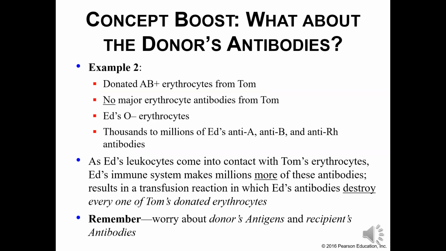This is the second example. You see donated AB red blood cells from Tom. Remember, there are no major erythrocyte antibodies from Tom because he's AB positive. And then you have Ed's O negative red blood cells. Remember, there are thousands to millions of Ed's anti-A, anti-B, and anti-Rh antibodies. So as Ed's leukocytes come into contact with Tom's red blood cells, Ed's immune system makes millions more of those antibodies. That results in a transfusion reaction in which Ed's antibodies destroy every one of Tom's donated red blood cells.